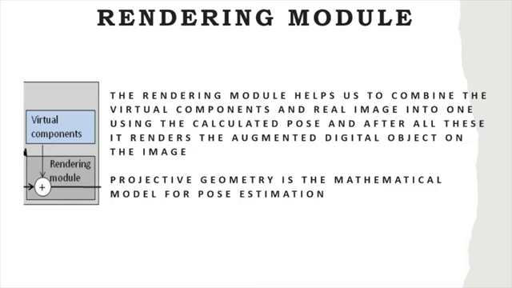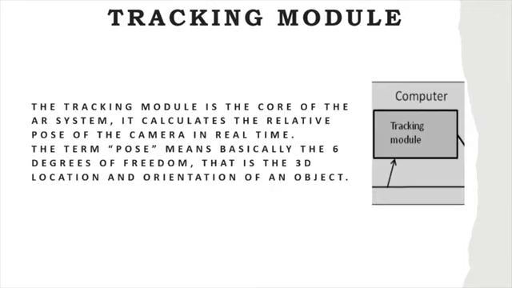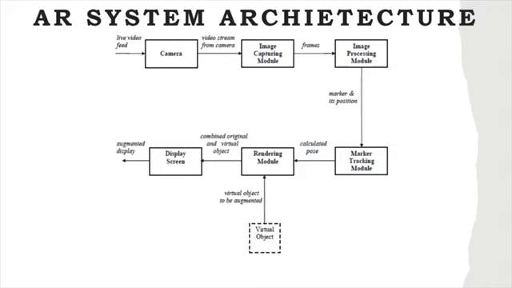So basically a virtual component is being attached to that image, and then it is being processed and pushed forward for the display. And if you are confused about these modules, don't worry, we are again going to look into another, much more simplified version of that AR system architecture.